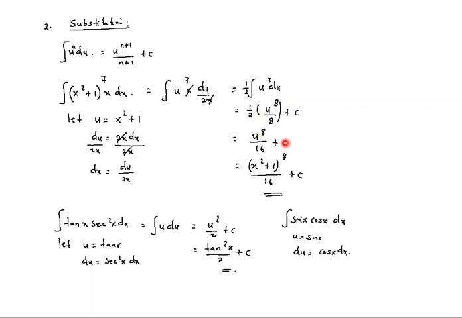What is u? u is x squared plus 1. So I put x squared plus 1, power 8 over 16 plus c. That becomes my integral.